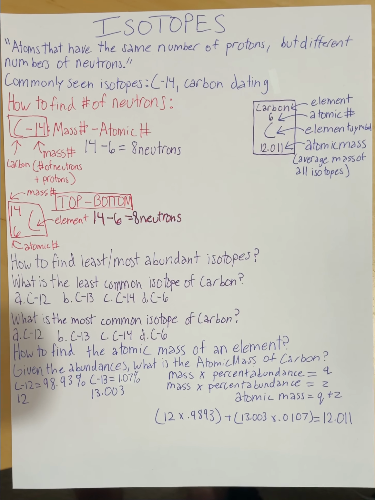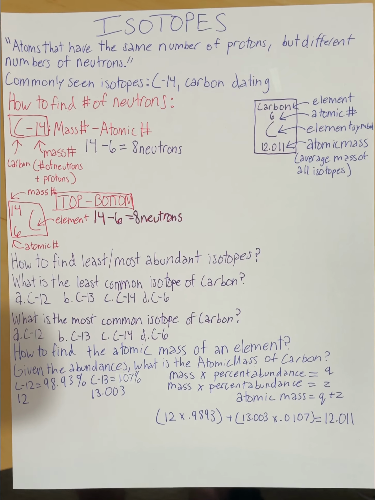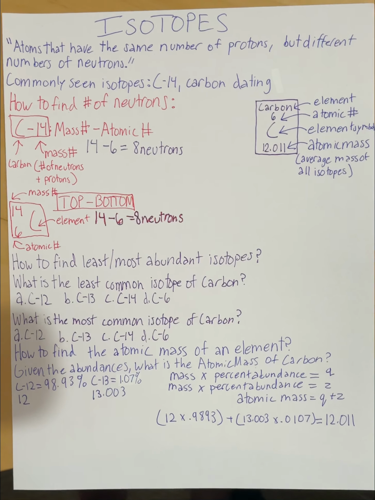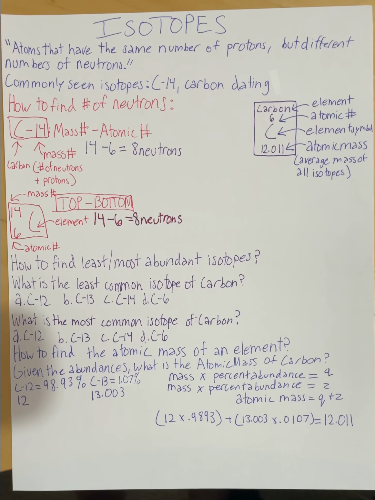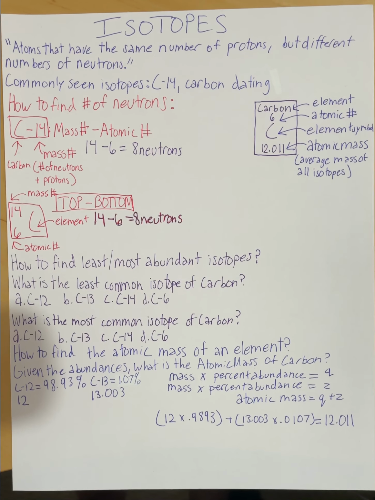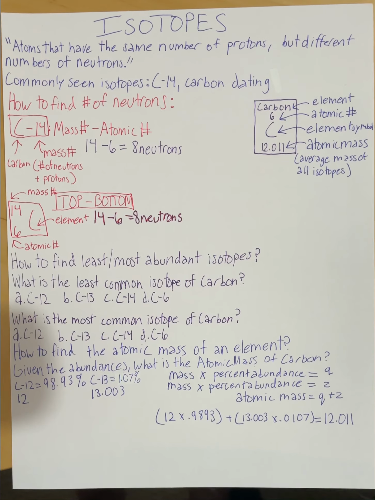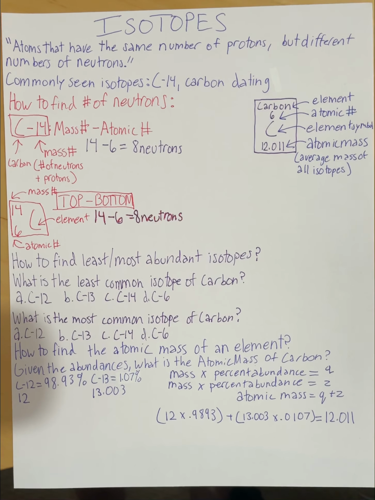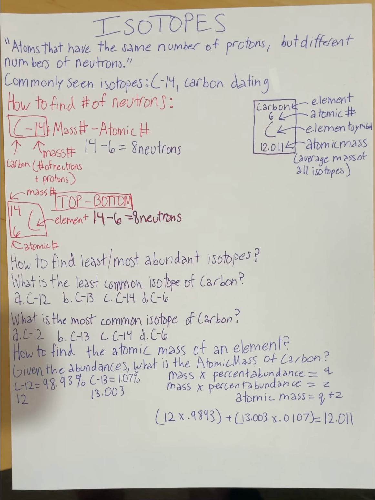Today we'll be learning about isotopes and some common questions that appear on tests. And so what are isotopes? Isotopes are atoms that have the same number of protons but different numbers of neutrons. Some commonly seen isotopes are carbon-14, which is used for carbon dating, so it dates back really old items.